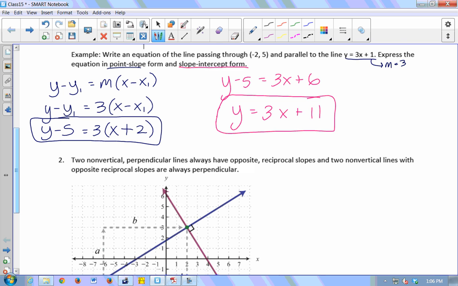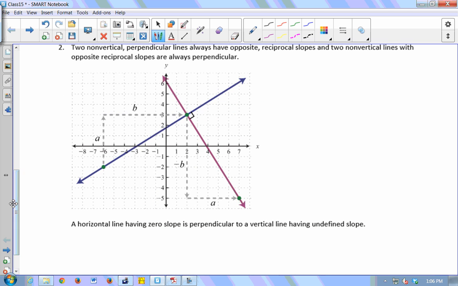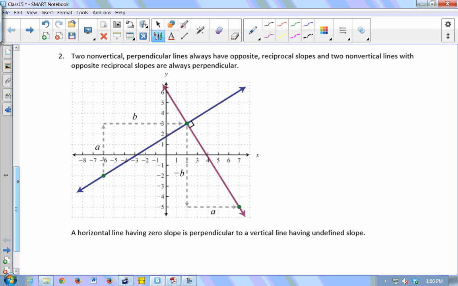Okay, another fact about slope is that two non-vertical perpendicular lines always have opposite reciprocal slopes. And two lines that have opposite reciprocal slopes will be perpendicular. So what does opposite reciprocal mean? Anybody know? Yeah. Flip it and take the opposite. If it's positive, make it negative, and if it's negative, make it positive.